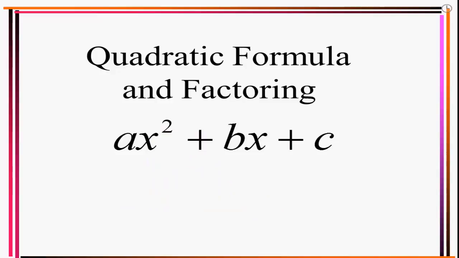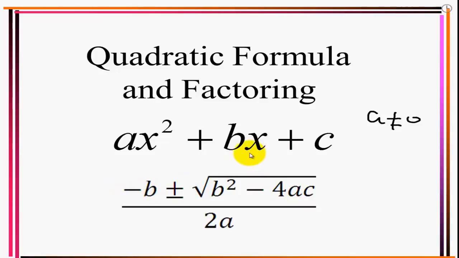Now remember, it is very important that your a is not equal to 0. Okay, it's possible that your b is equal to 0 or your c is equal to 0, but a should not be equal to 0. All right, so if we have ax squared plus bx plus c, we can solve for the solution using this formula. Okay, negative of whatever your b is, plus and minus the square root of your b squared minus 4 times a times c, everything divided by twice of your a.